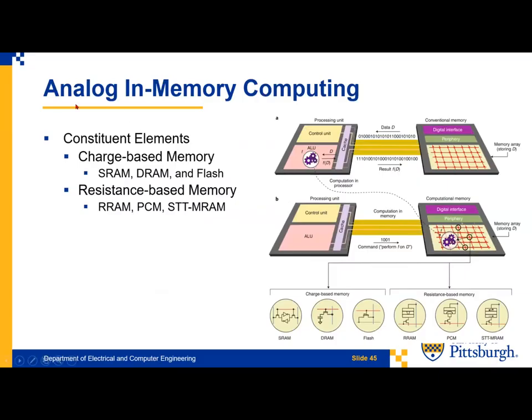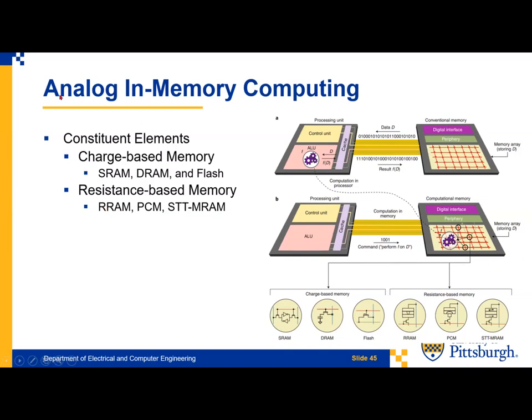And next, we will introduce the analog in-memory computing. The constituent elements have charge-based memory and resistance-based memory. And we will show some examples of how to use this kind of memory. We will show how to use the SRAM to do the bitwise multiplication, and show how to use ReRAM to do the matrix multiplication.